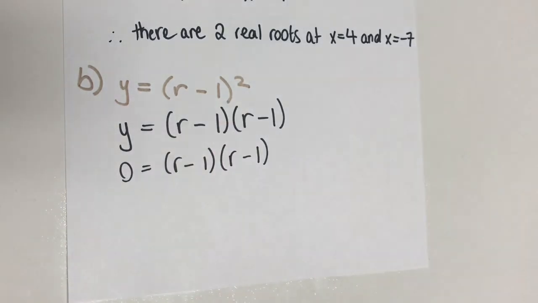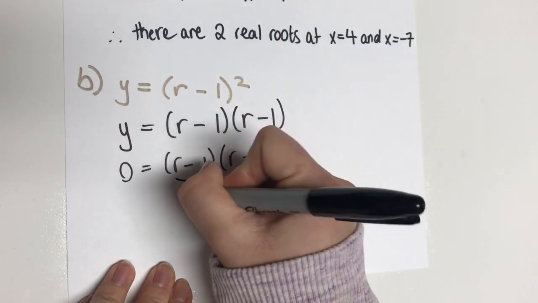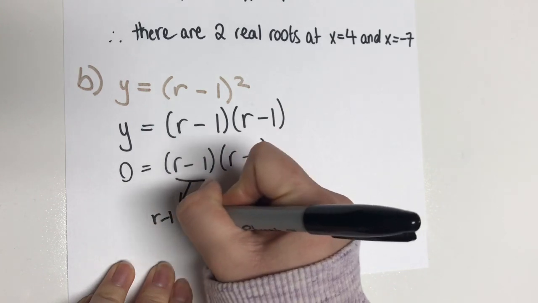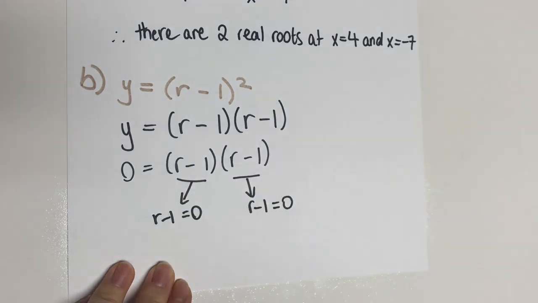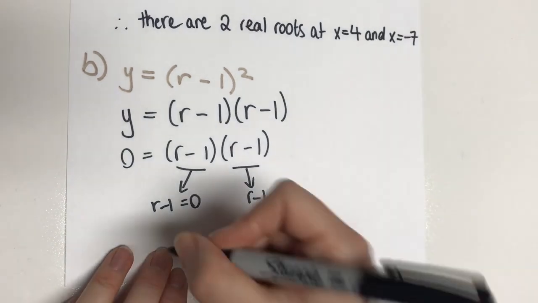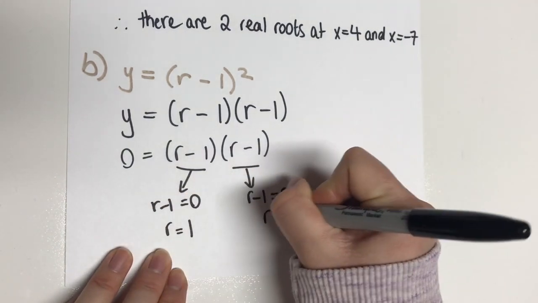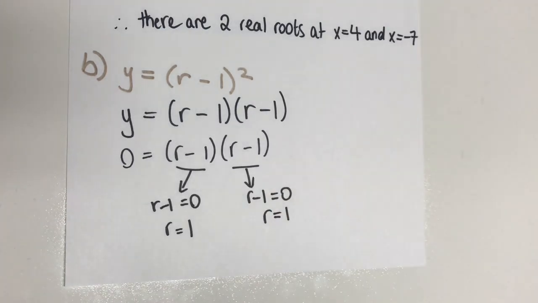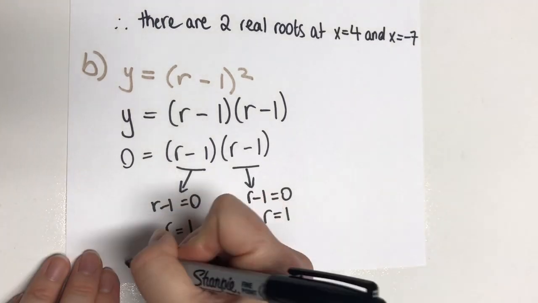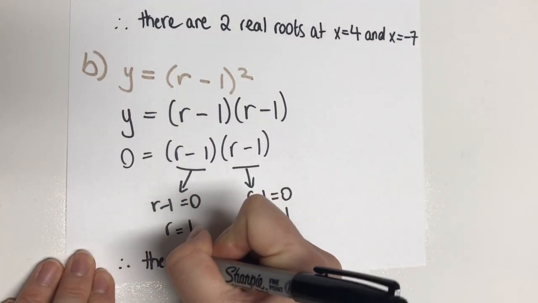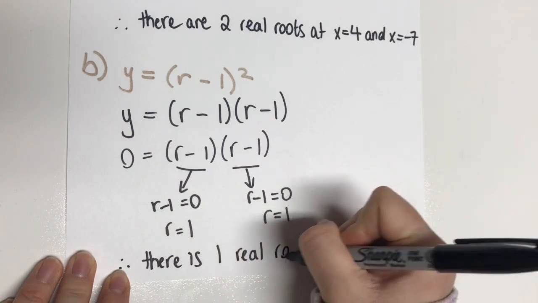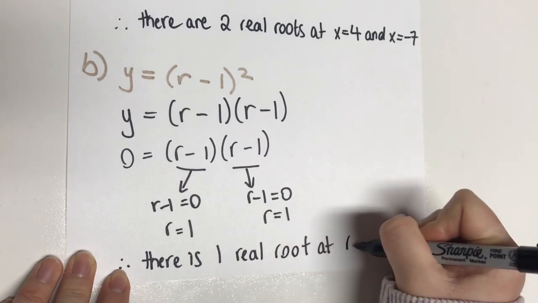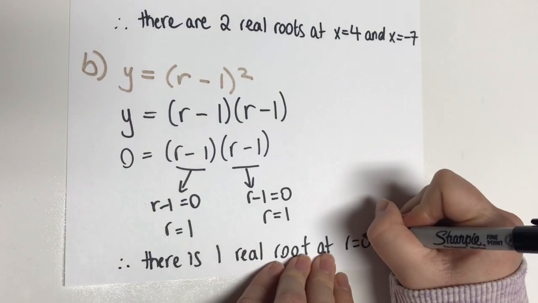And then, just as I did above, that means that either this equals 0, and when I solve for r, r is equal to 1 in both scenarios. So that means that there is only one real root at r equals 1.